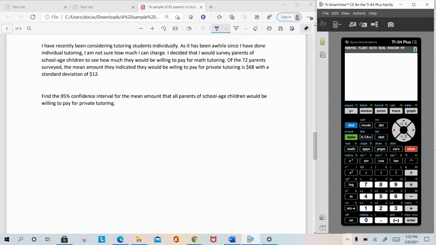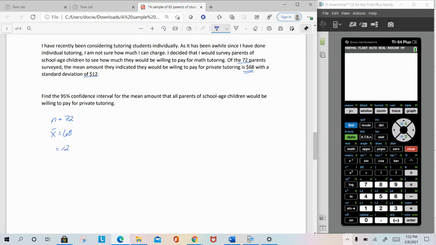for private tutoring. So I'm going to look at the information I have available here. 72 parents, so my N is 72. I had surveyed 72 parents. And the mean amount that they said they would be willing to pay is $68 with a standard deviation of 12.